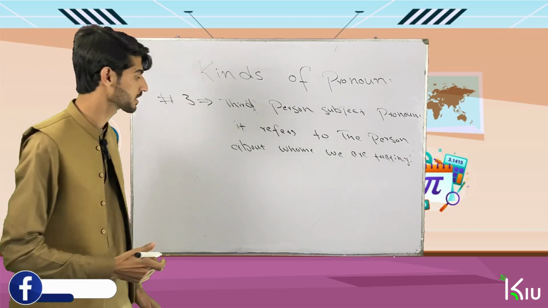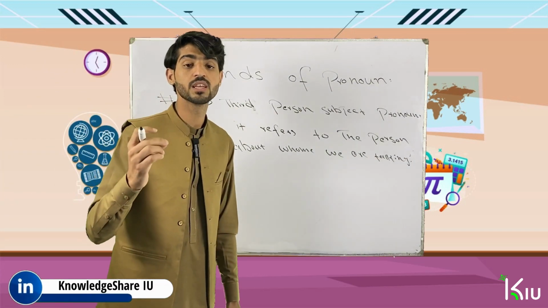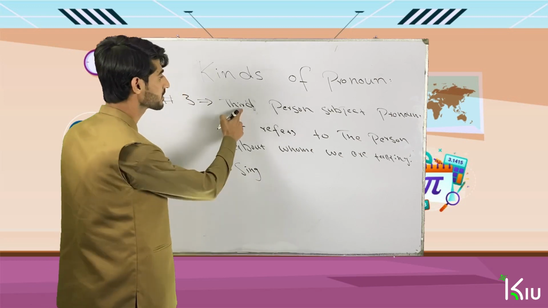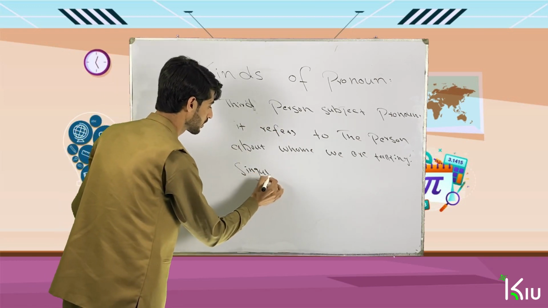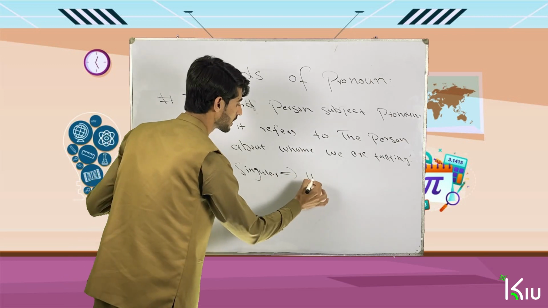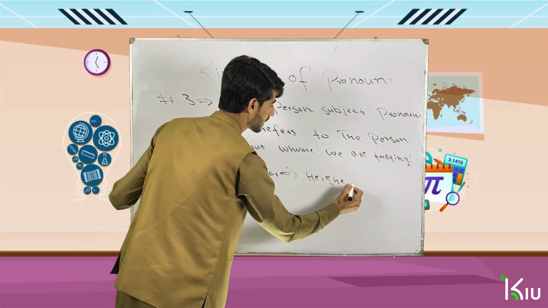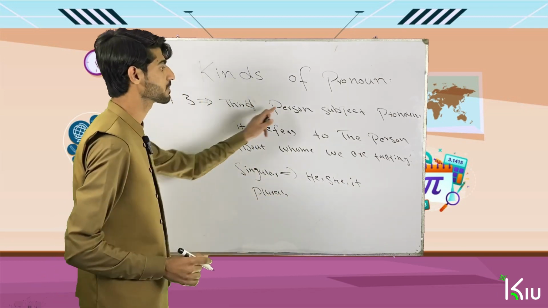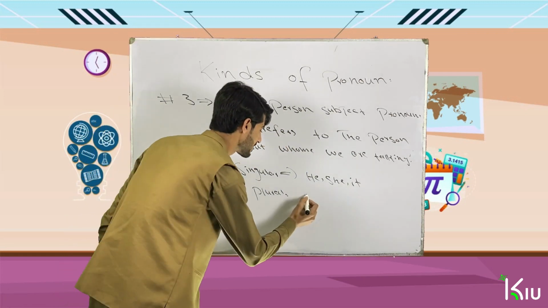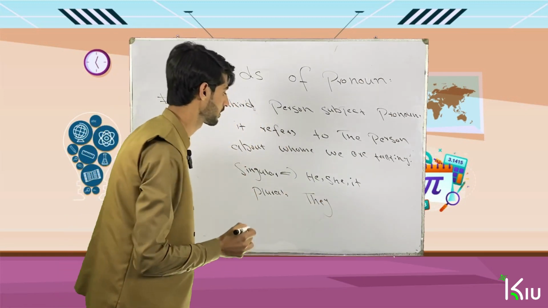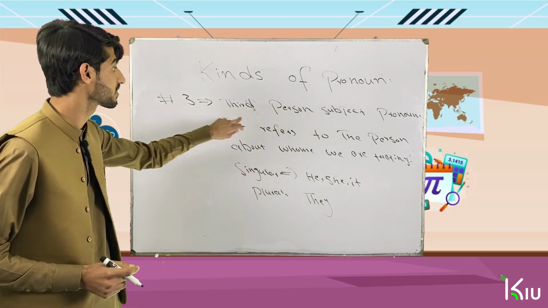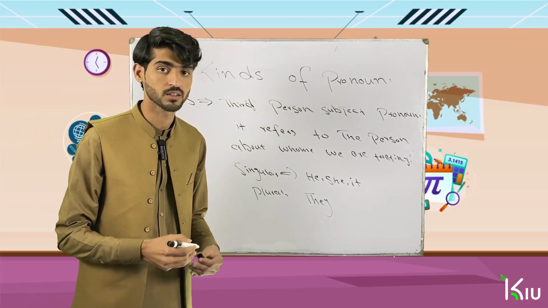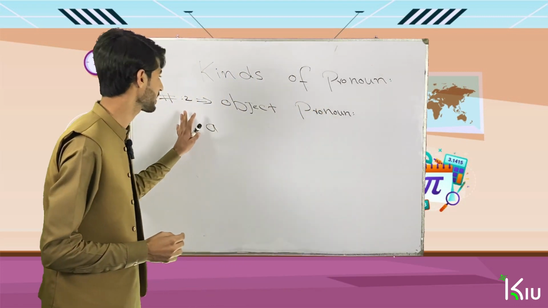So we can talk about he, she, it, they. For singular third person pronoun, they are he, she, and it. And for plural third person subject pronoun, that is they. Because he, she, it, and they are third person subject pronoun because it refers to the person about whom we are talking.